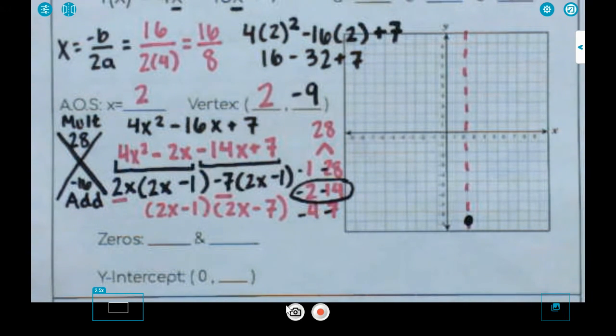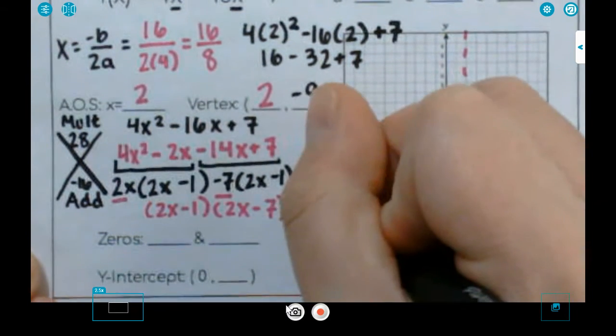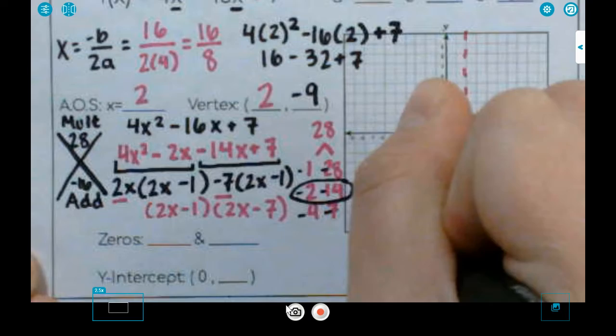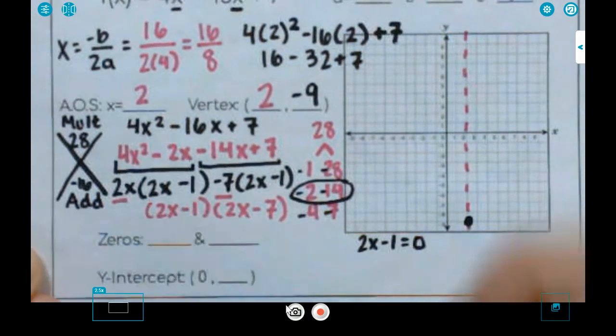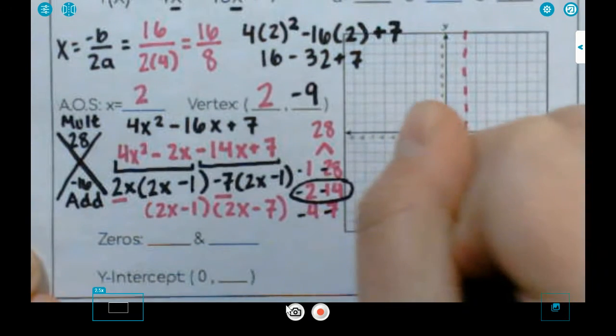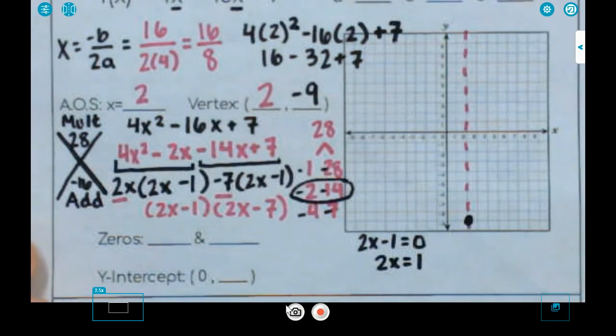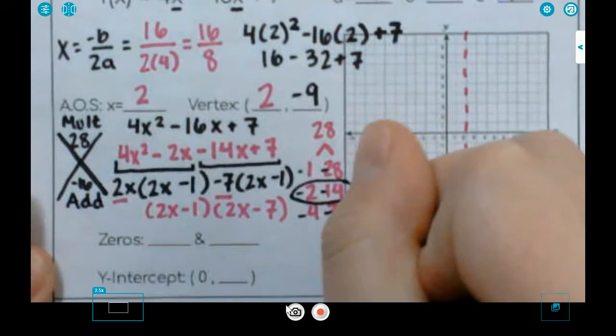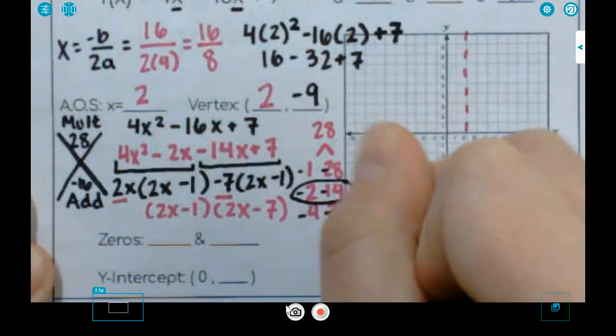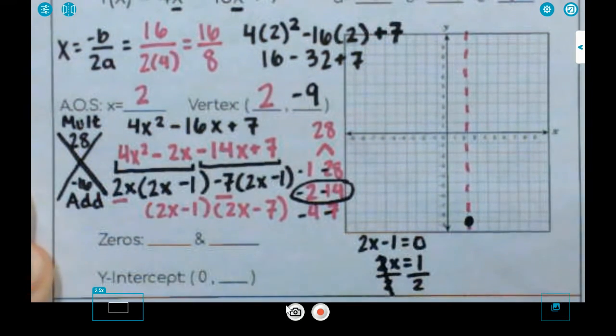Okay. I'm going to set them equal to 0 and solve underneath the graph right there. So I'm going to set 2x minus 1 equal to 0. To solve that, I would first add 1 to both sides. So then I would have 2x equals 1. And then to solve that, I would then divide both sides by 2. And that would give me x equals 1/2.